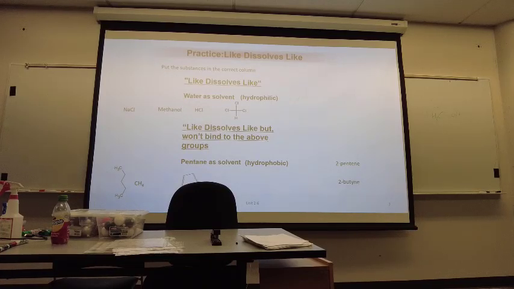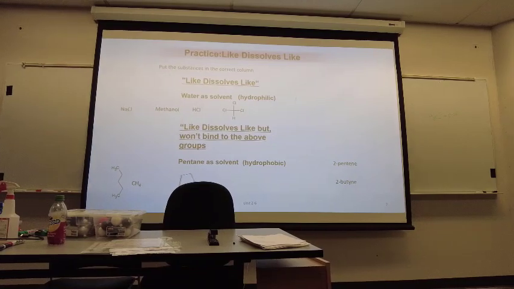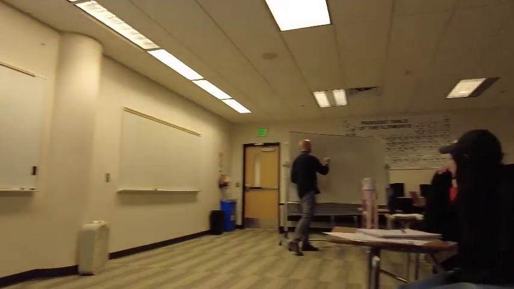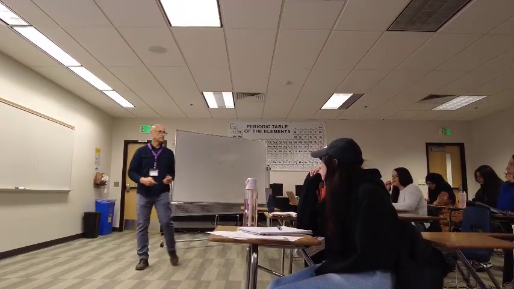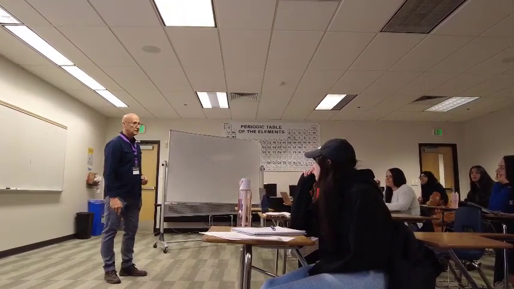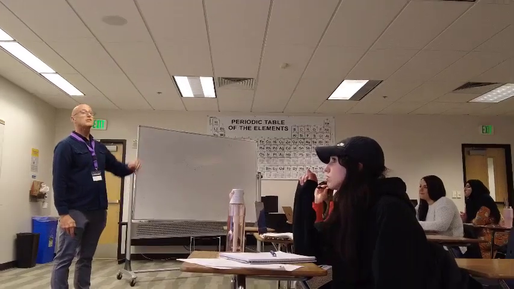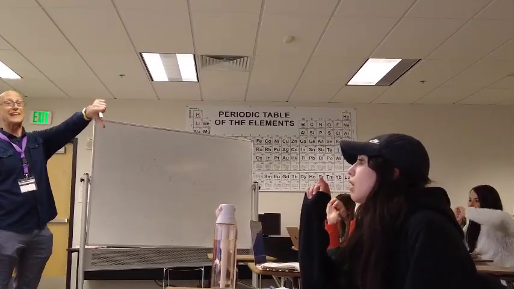Right? How do I fix it and make it 2-pentene? Double bond from 2 to 3. Which way is that thing going? Everybody let me know. Is it going up or is it going down?